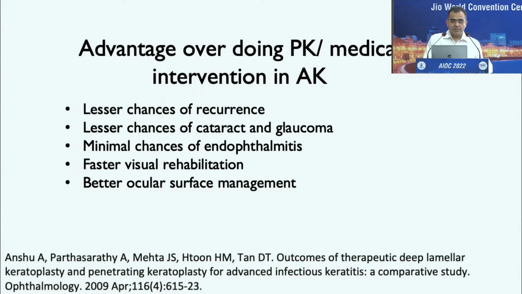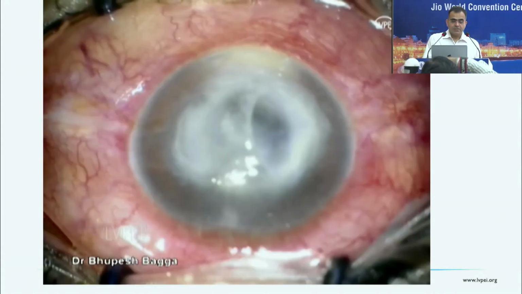The advantages over PK or medical intervention in acanthamoeba keratitis are lesser chances of recurrence, lesser chances of developing cataract and glaucoma, minimal chances of endophthalmitis, faster visual rehabilitation, and better ocular surface management. So with this I will show some videos or some cases.